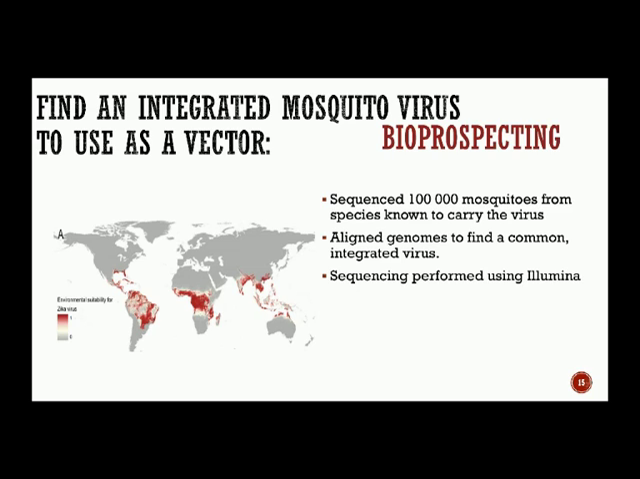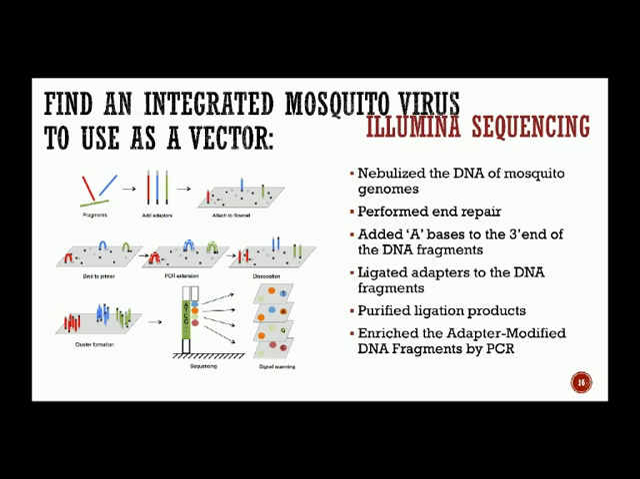In order to find this, we used HiSeq Illumina sequencing to sequence 100,000 Aedes aegypti mosquitoes. All mosquito genomes were then aligned in order to find a common integrated virus. When A. aegypti genomes are compared, most of the sequence aligns perfectly. Regions of difference unique to only some of the mosquitoes indicate a possible integrated virus. We chose Illumina sequencing because of the large number of genomes we had to sequence. Illumina is known for offering high throughput, owing to its massively parallel sequencing capabilities.